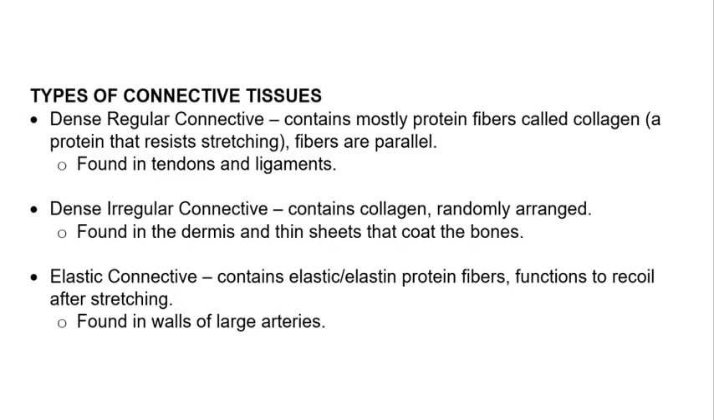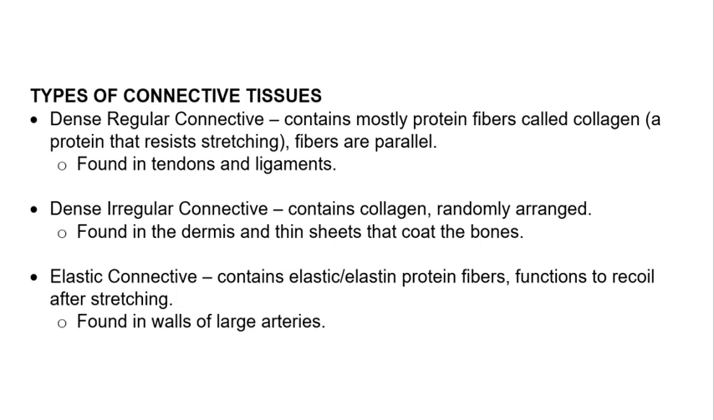The extracellular matrix of this tissue is composed primarily of collagen protein fibers. Collagen fibers resist stretching, making this a connective tissue that functions much like a rope. The fibers are arranged parallel to one another within the tissue, and typically this is a tissue that composes things like tendons and ligaments.